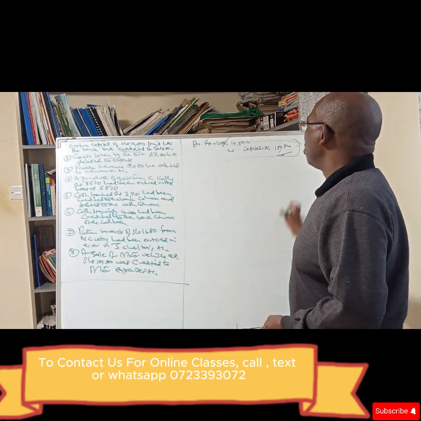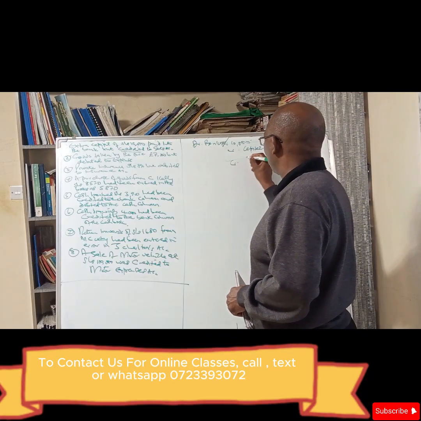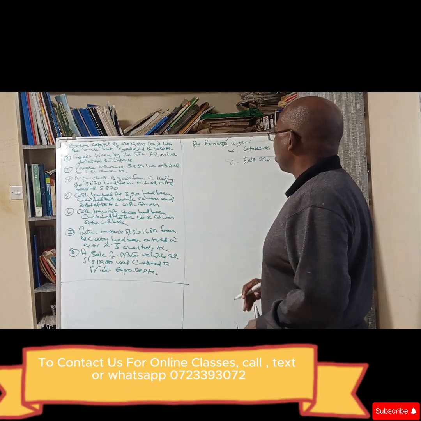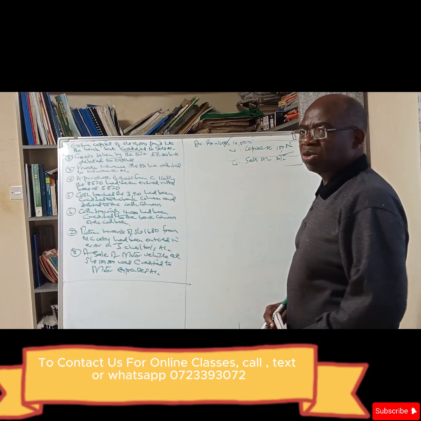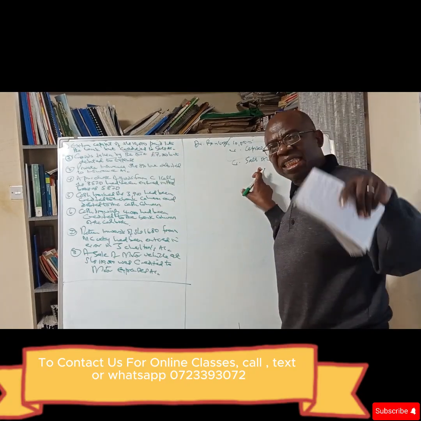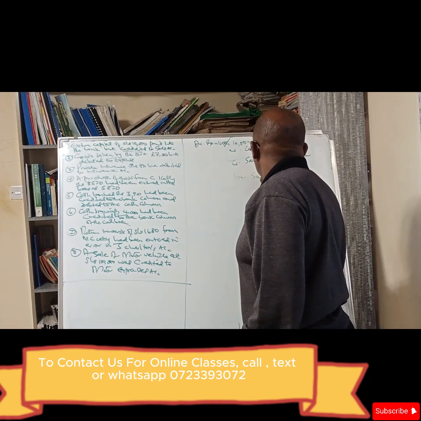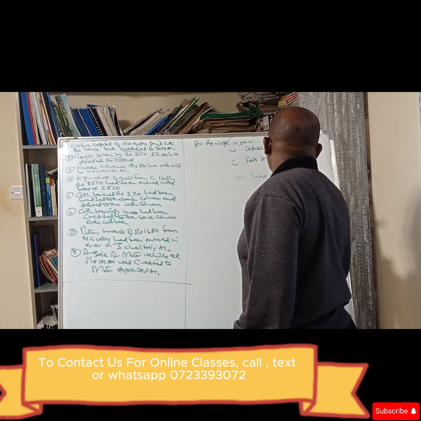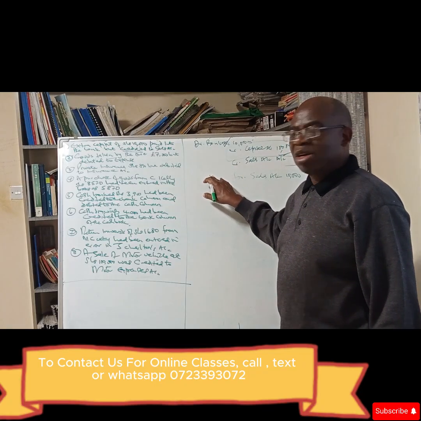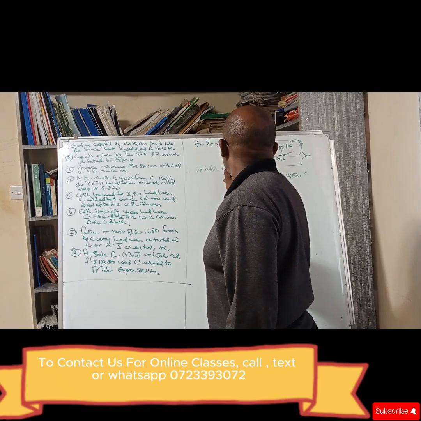So what do we do? We reverse the entry. Remember, we credited sales instead of crediting the capital account. Because we credited sales, we increased sales. To reduce sales, we debit the sales account with 10,000, and then we credit what we never credited. We should have credited capital, so we credit capital with 10,000.